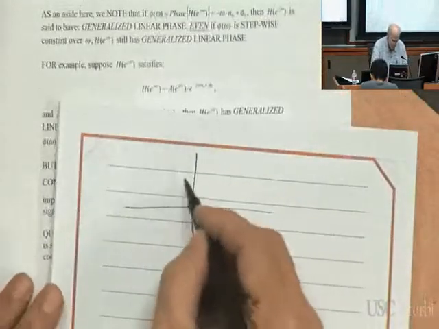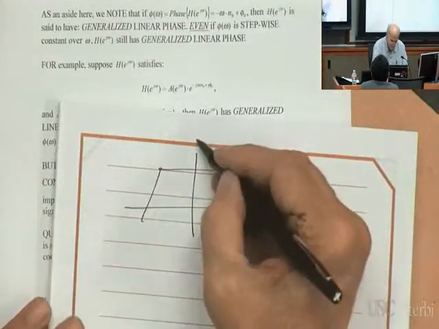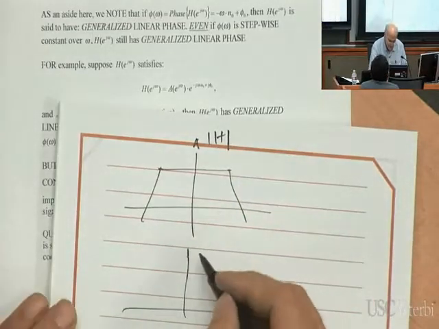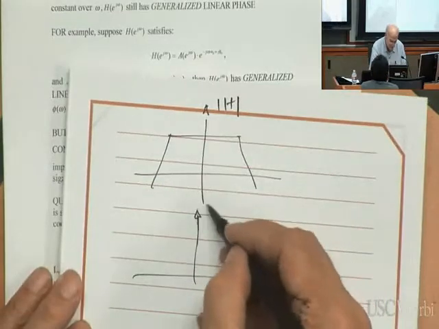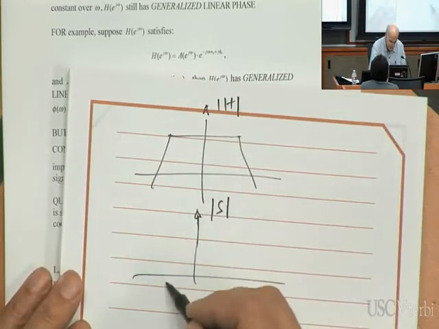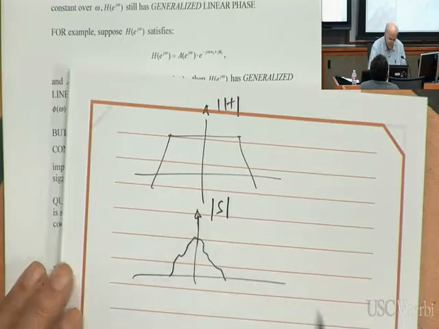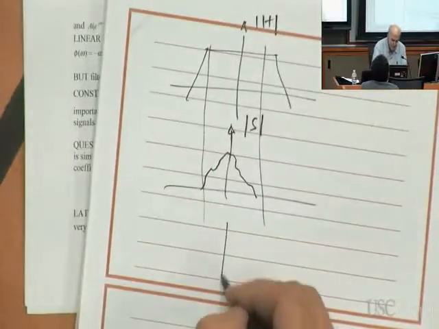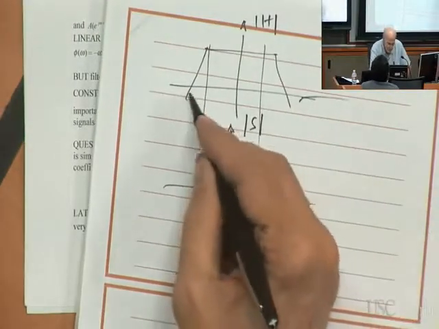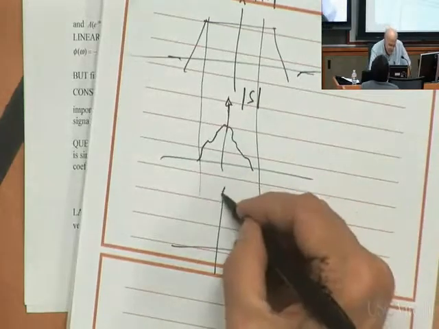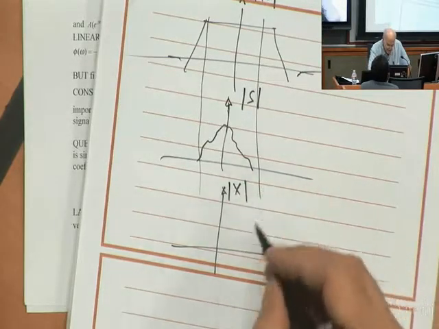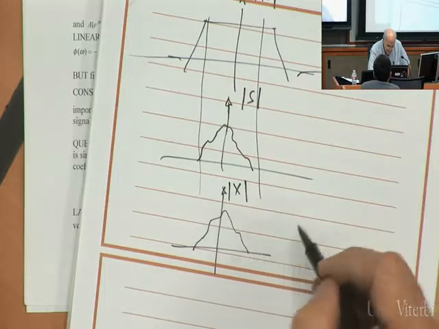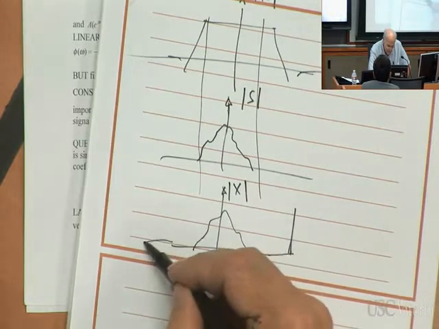So again, for this case, I'm glad I did this because I don't think I will have time. Here is the magnitude of H, and here is the magnitude frequency response of the signal. I don't know, it looks something like this. Maybe it's symmetric, maybe not. So it lies totally within the passband. And here is the magnitude of the DTFT of the input, x. And it looks like this, plus it's got stuff way out here.